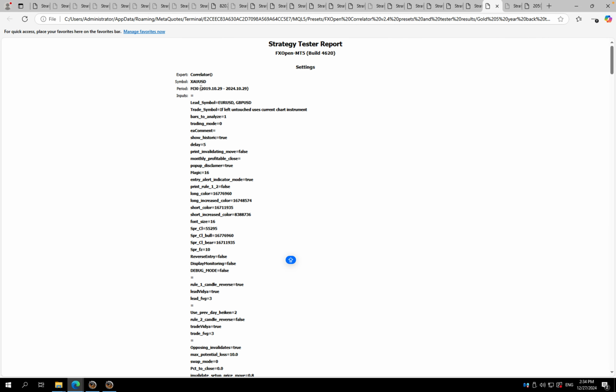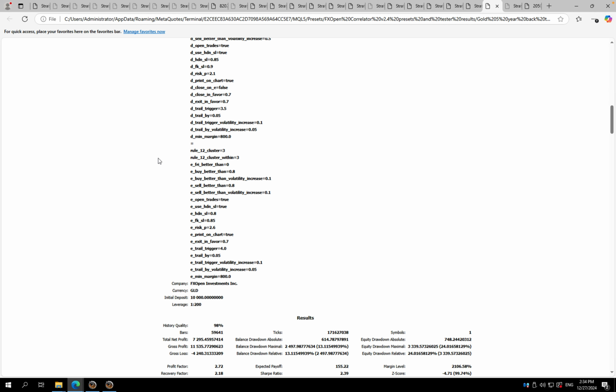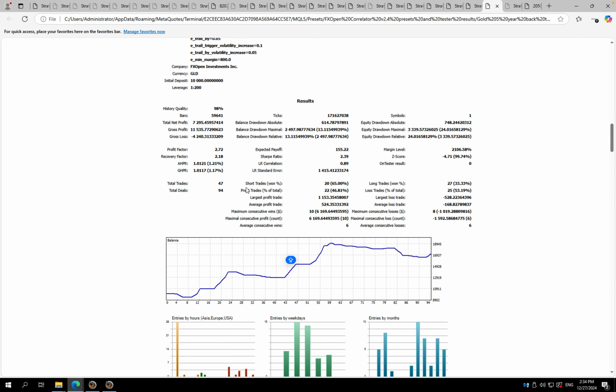And next is another gold strategy, this time in the 30-minute time frame. The last one was on a 1-minute time frame. This one has far fewer trades of only 47. The net profit with a 10,000 deposit is 7,295. So that's 72% return on investment after 5 years. And we have an average profit of 524 compared to an average loss of 168.